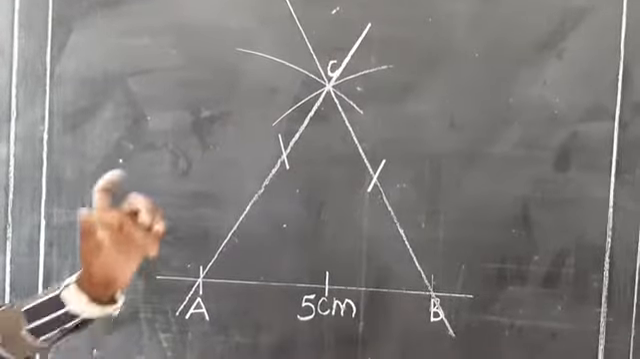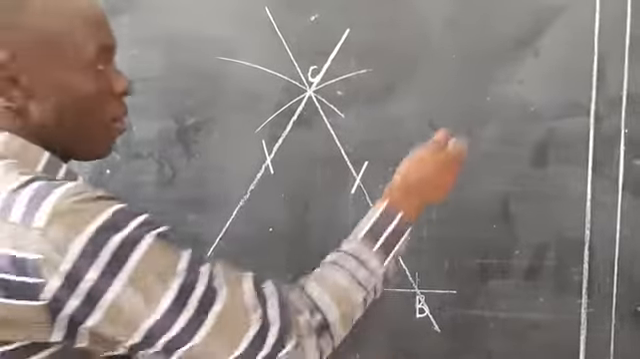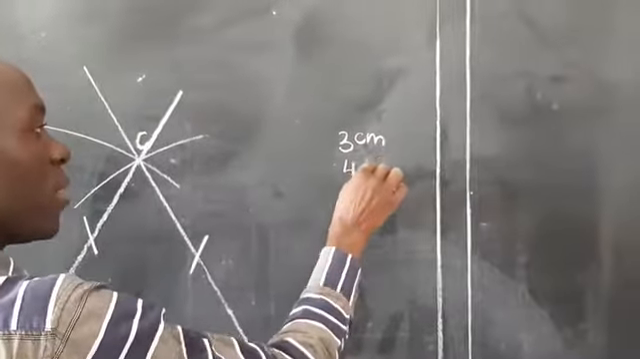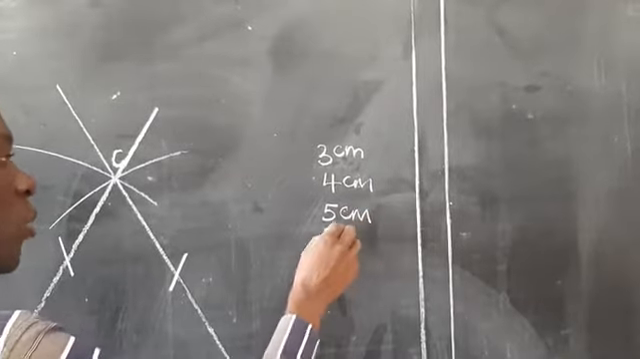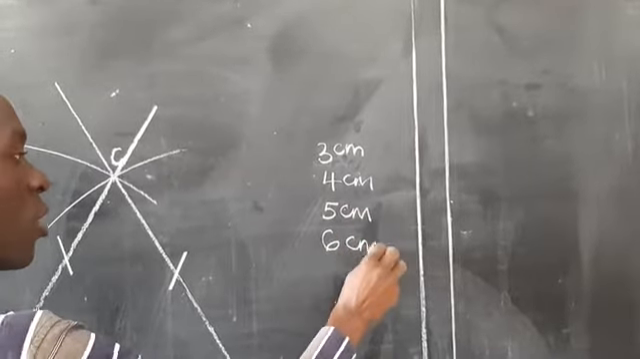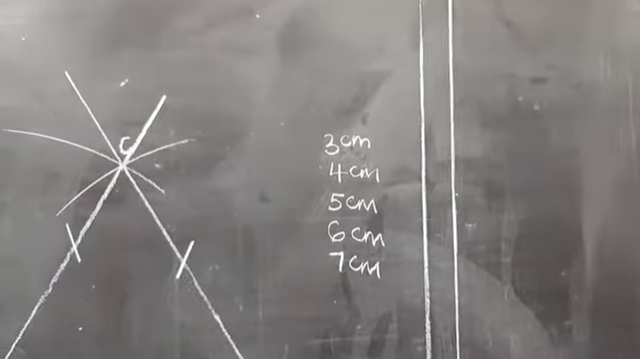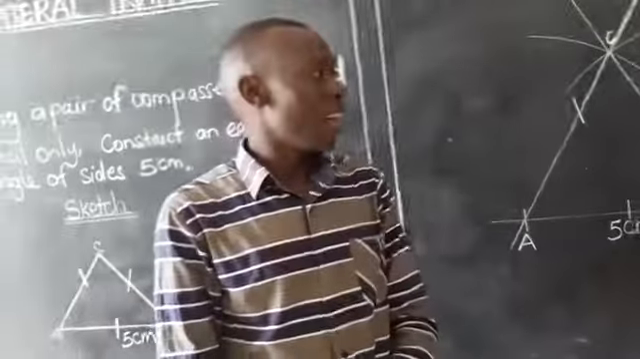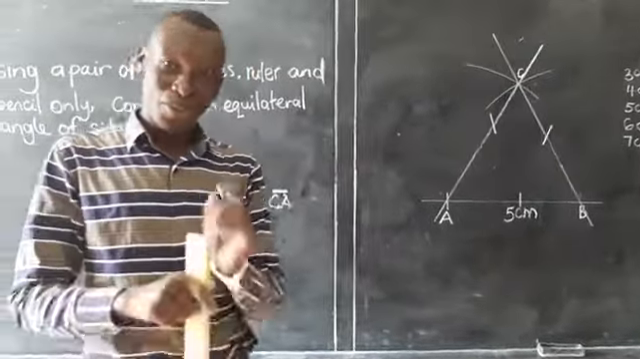Yes. You can try it out using any centimeters of your choice. You have 3 centimeters, you can try. You have 4 centimeters, you can try. You can as well even try the one of 5. You can continue to 6. You can continue to 7. How to construct an equilateral triangle. Okay? That has been our lesson for today.